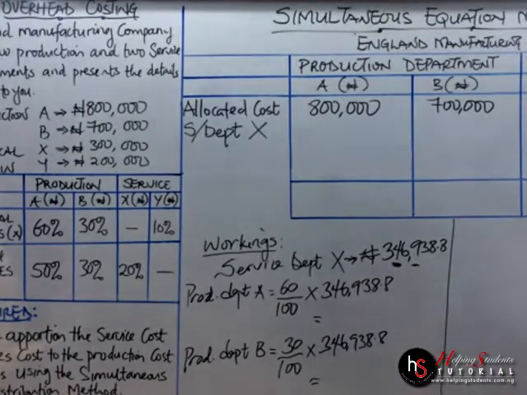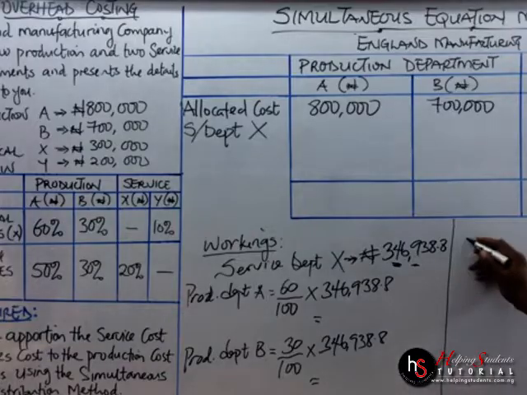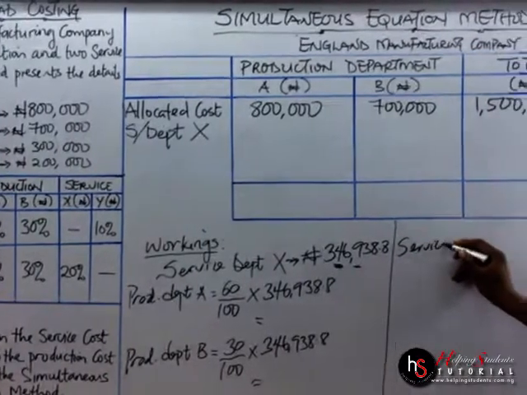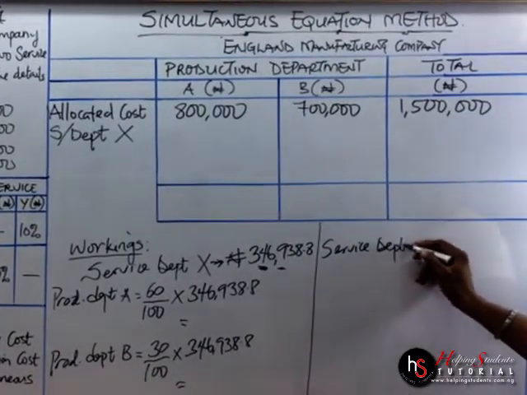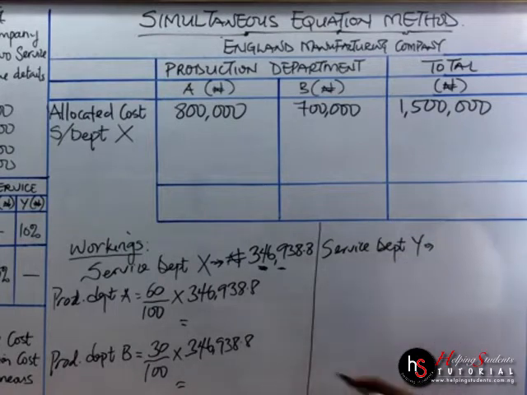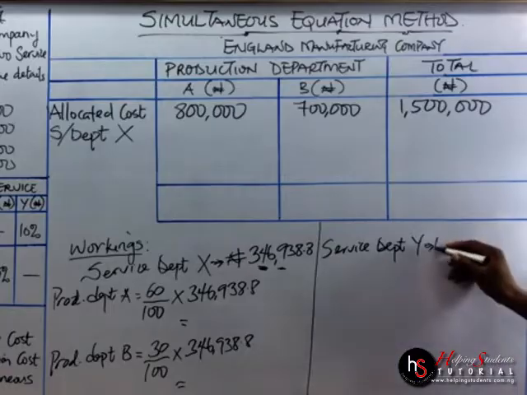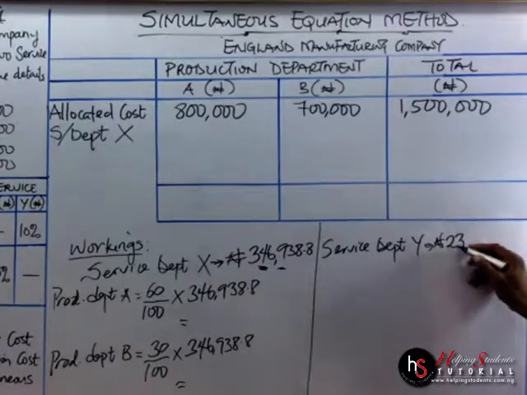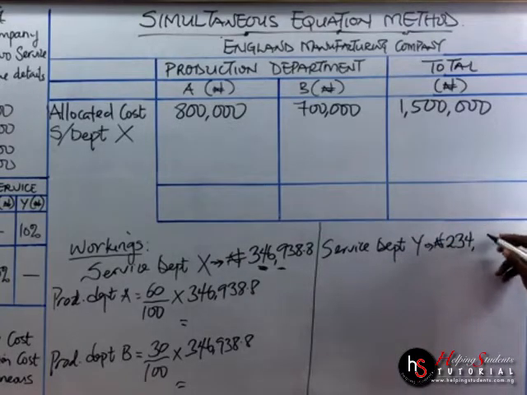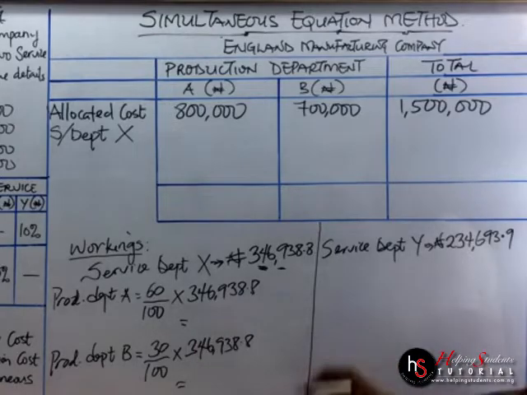So let us look into department Y. So we have service department Y. Now when we solved that, what was the final answer we had for Y? We had what? 234,693.9. Okay, so we follow the same process again.